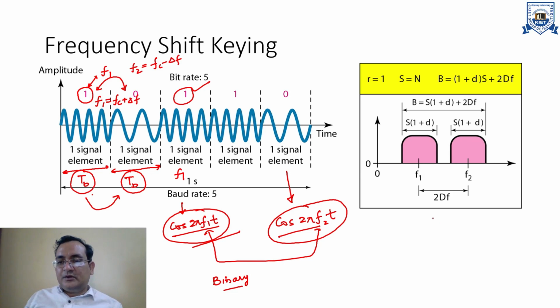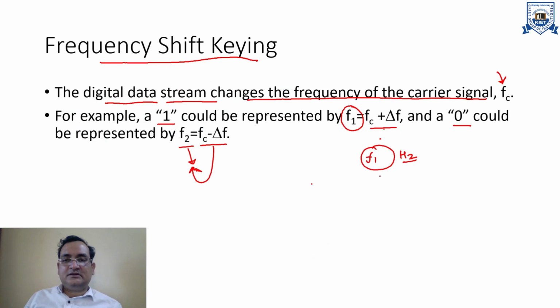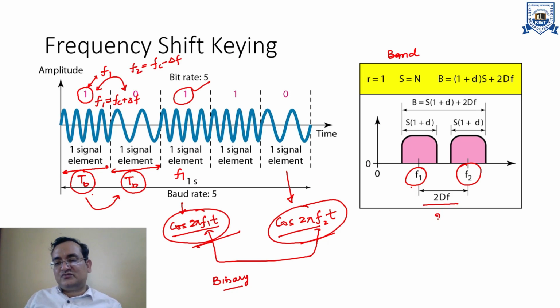So this is the pictorial representation of the bandwidth of frequency shift keying. You can clearly see that the 2 carrier frequencies are simultaneously transmitted. F1 and F2 are the two frequencies, and the gap will be 2 delta F. As in the previous picture, if you consider the difference between F2 and F1, you will find that it is 2 delta F.